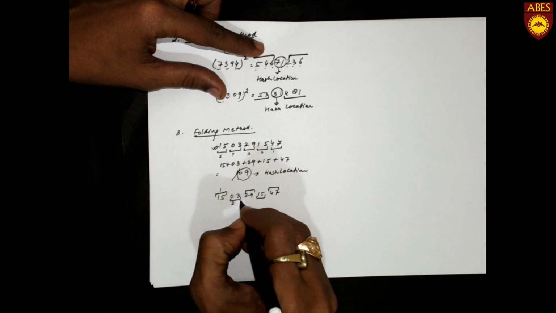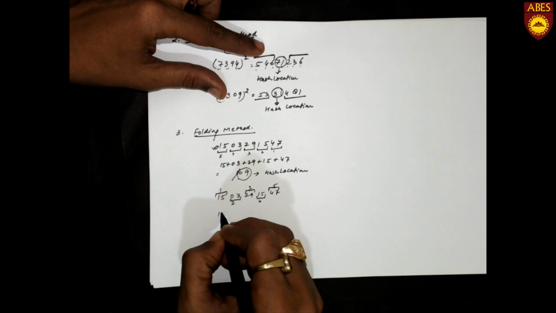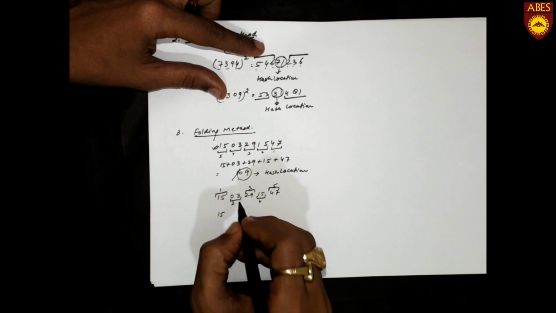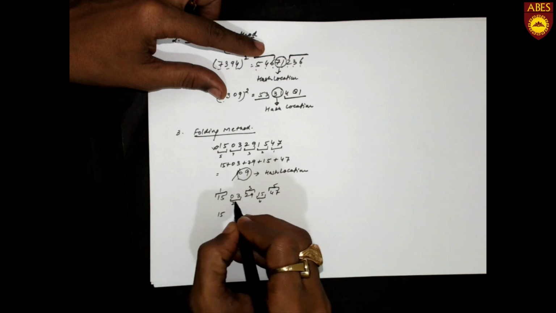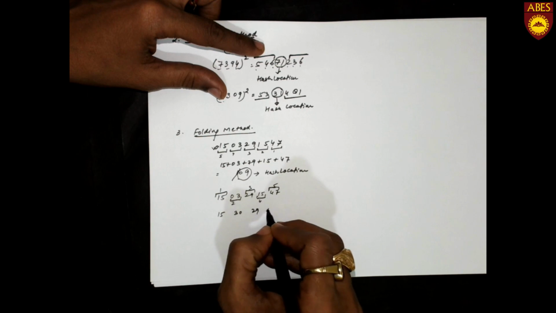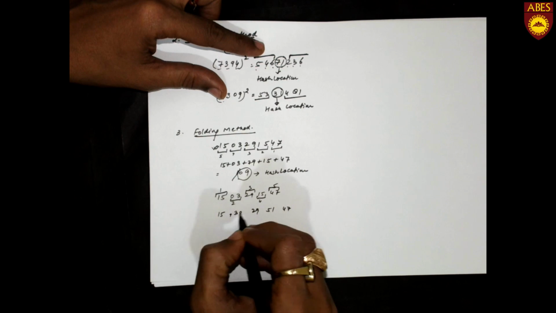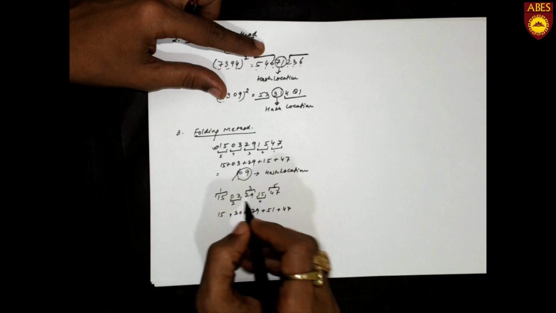So this is the first, second, third, fourth and fifth group. Let's say I am keeping the first group as such, but I am reversing the second group. 03, I am making it 30. 29 is the same. The fourth group is changing to 51. The fifth group remains unchanged. It means I have reversed all the even numbered groups.